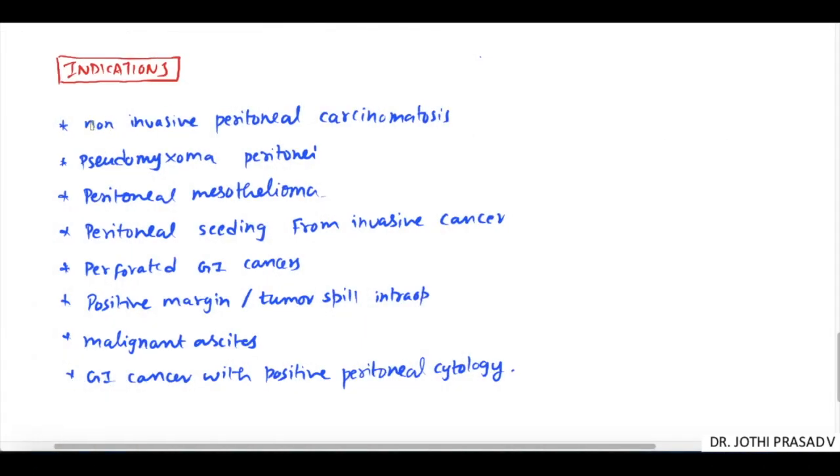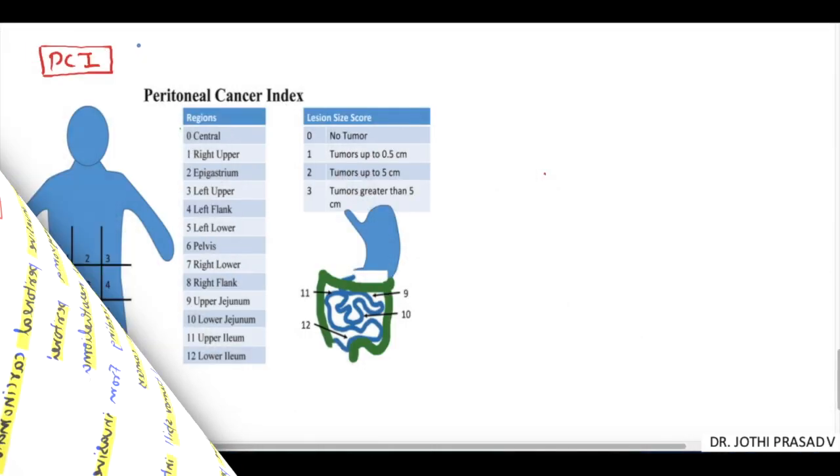Indications for HIPEC are non-invasive peritoneal carcinomatosis, pseudomyxoma peritonei, peritoneal mesothelioma, peritoneal seeding from invasive malignancy, perforated GI cancers, tumors with positive margin or tumor spill occurring during surgery, malignant ascites, and GI cancer with positive peritoneal cytology. There are certain other indications also, but these are the most commonly followed indications.